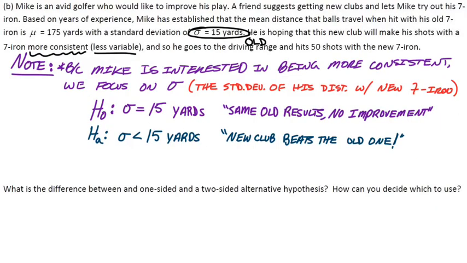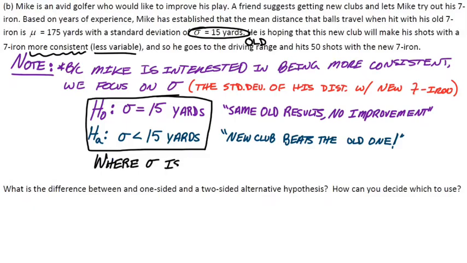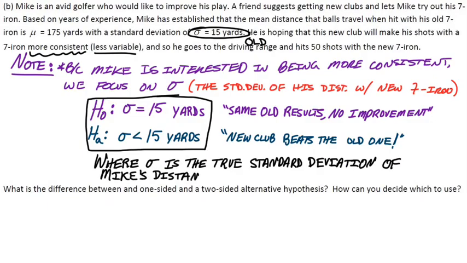All right, I need to make just a little bit of room here because one thing we haven't done is we haven't really said what sigma is. So we've got our hypotheses, but what is sigma? In this case, we could say where sigma is the true standard deviation of Mike's distance when he's playing with a 7-iron. So we do have to define what sigma is in context in this case.